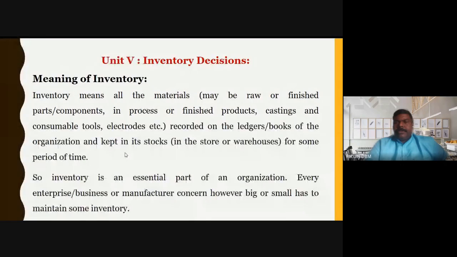Inventory decisions are regarding the inventory. Inventory means all the materials, maybe raw materials, finished parts, components, work in progress, finished goods, castings, and consumable tools, electrodes, etc., recorded on the registers or books, which the organization keeps in stock in the store or warehouse for some period of time. So inventory is an essential part of an organization. Every enterprise, business or manufacturing concern, however big or small, has to maintain some inventory.